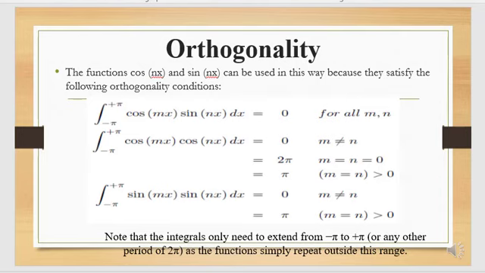First we will consider two functions, one sine and the other cosine, and if we find the integration of these two functions from minus pi to plus pi, their integration will be equal to 0.